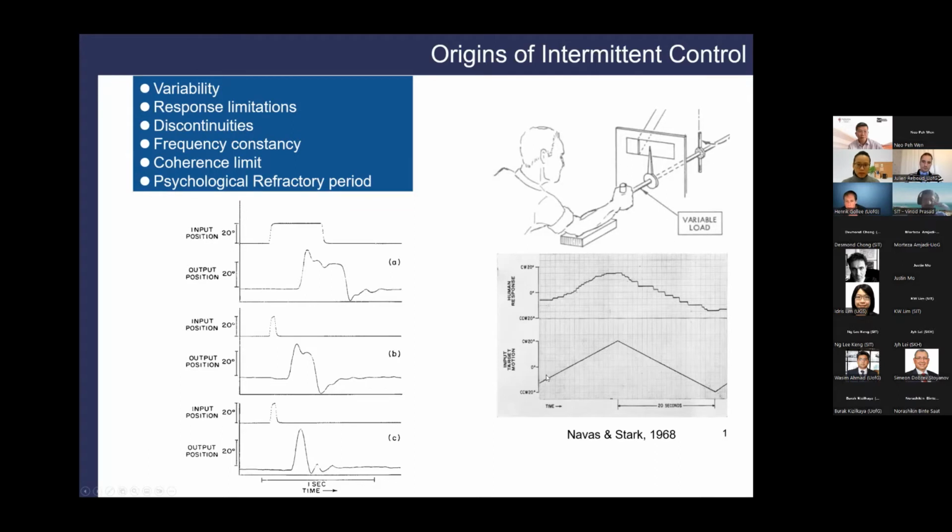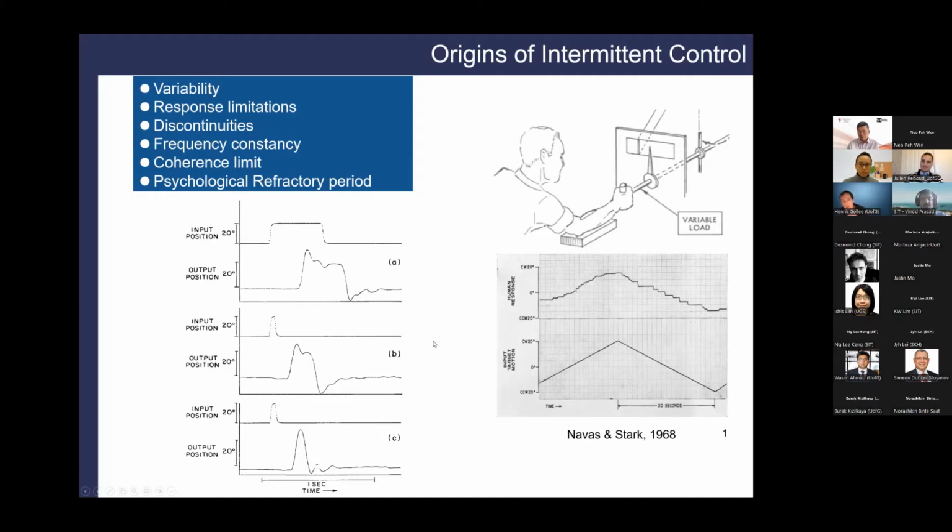What you find is that even if the target changes continuously, there are some properties of the human motor response which are quite characteristic. One is that it's variable, so it's not constant. You have discontinuities, you have response limitations. So you have these small changes here, which happen at various periods of time. You have frequency constancy, so the frequency of change is fairly constant.